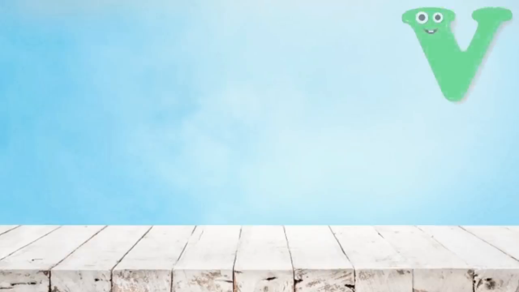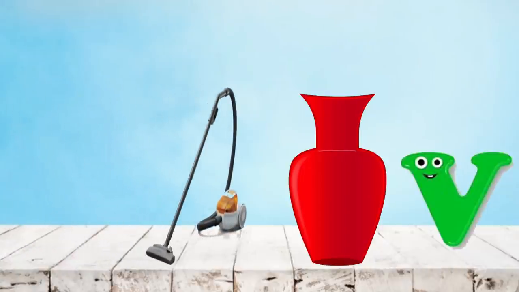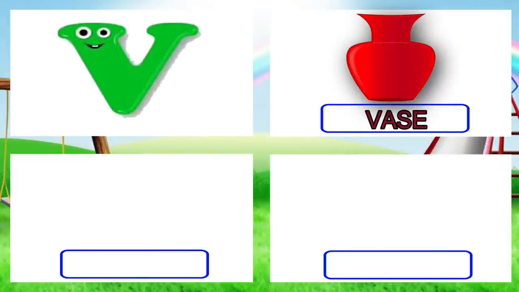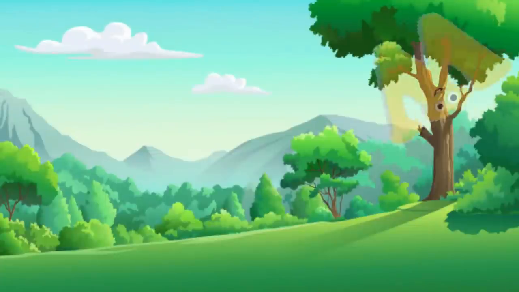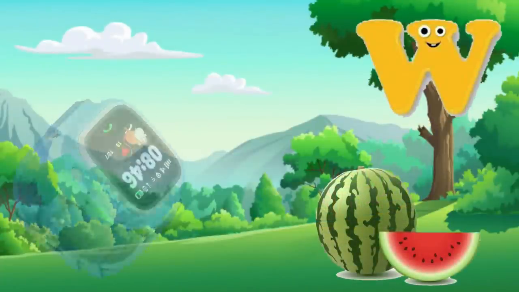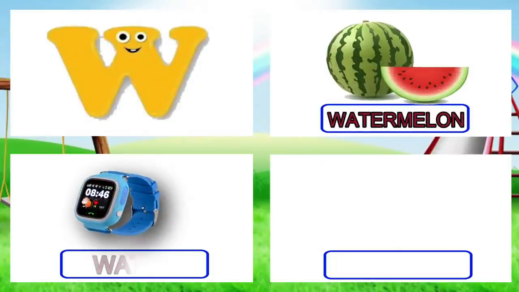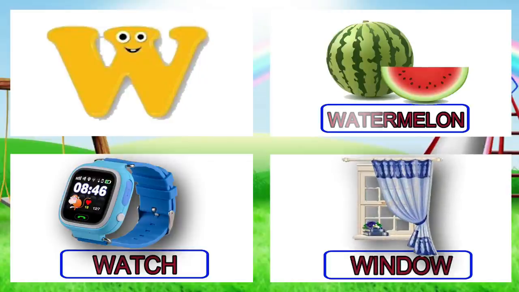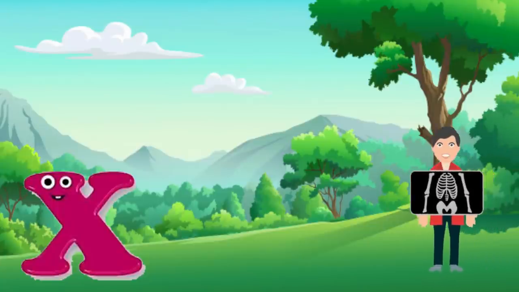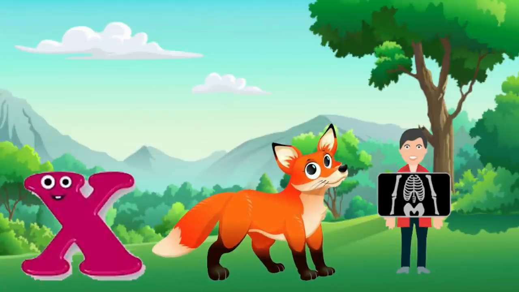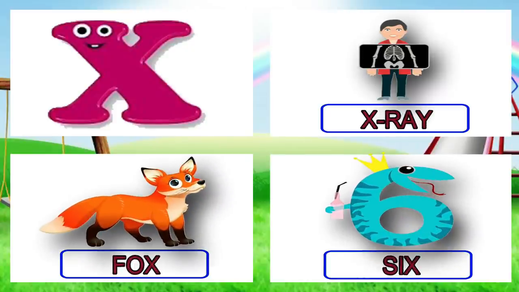V. V for vase. V for vacuum. V for volcano. V for vase. V for vacuum. V for volcano. W. W for watermelon. W for window. W for watermelon. W for window. X. X for x-ray. X for x-ray.